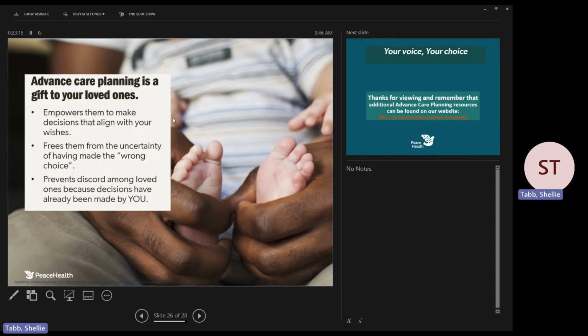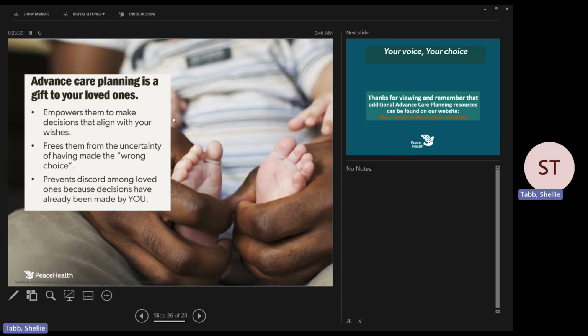One last thought that I want to give to you is that advanced care planning is a gift to your loved ones. Even though these conversations are difficult to have and most people want to shy away from them because, frankly, they are uncomfortable and nobody likes to think about the worst case scenario with their life or the life of somebody that they really care about.